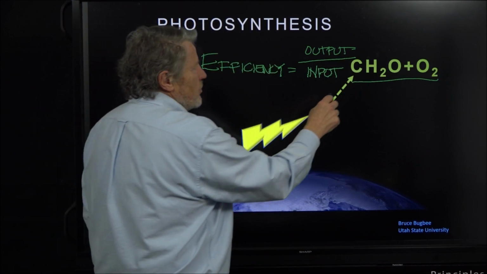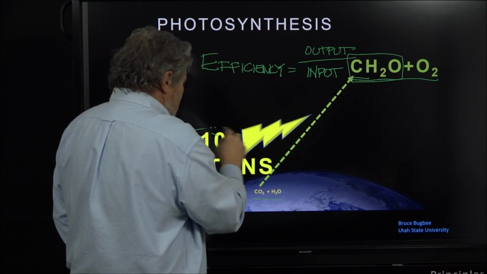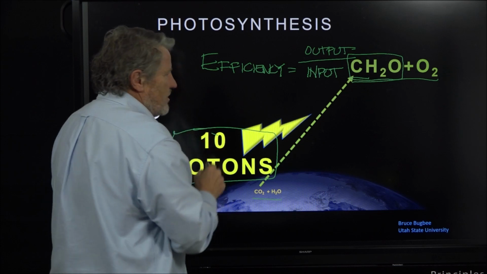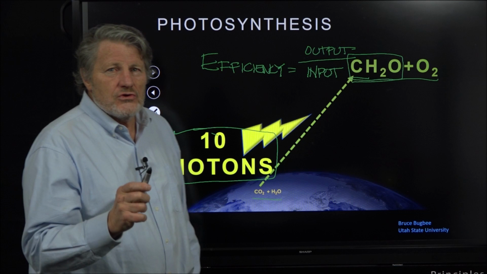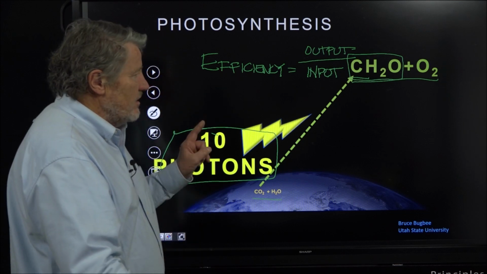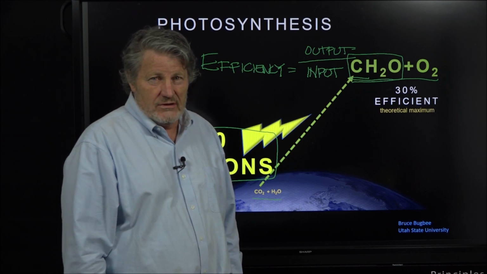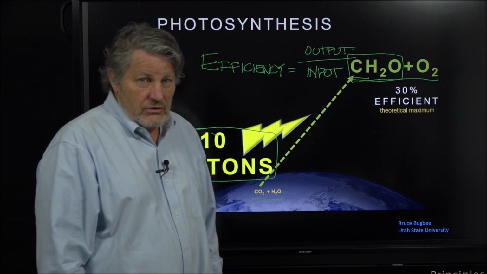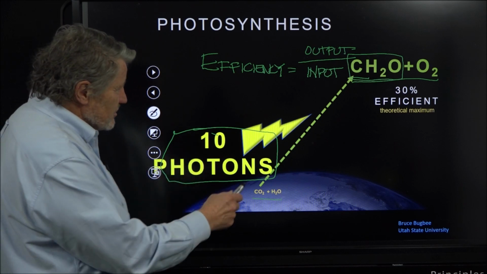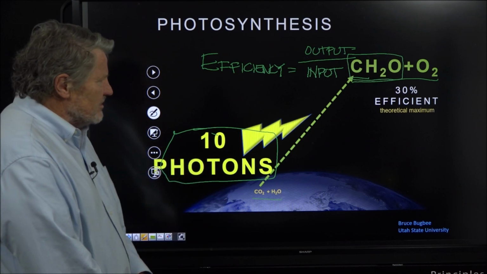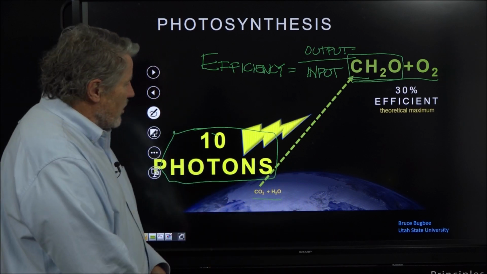So the output is carbohydrate, and the input is 10 photons. When we do this ratio, we get 30% efficient in theory. Here it is, theoretical maximum, 30%. That doesn't sound very good for a theoretical maximum. And engineers look at this and say, oh my goodness, 30%, that's all your important equation can do? And this bothered me for a while.